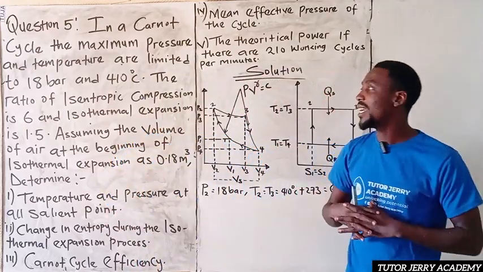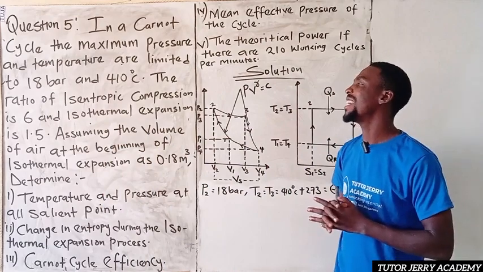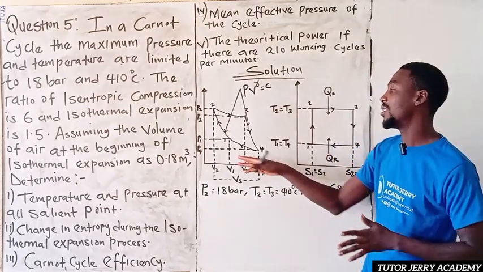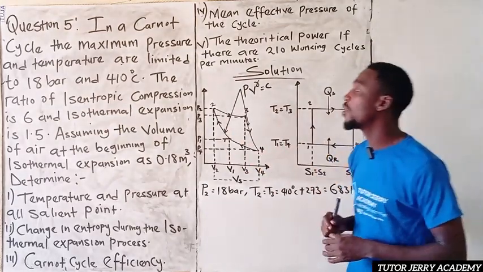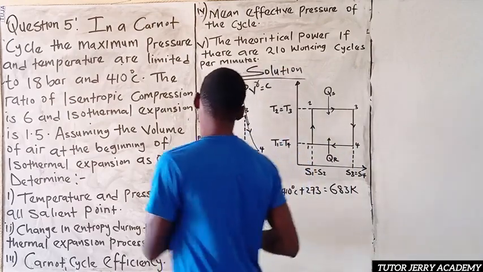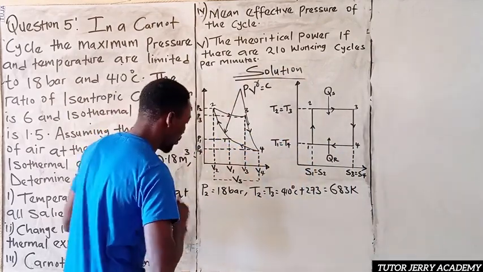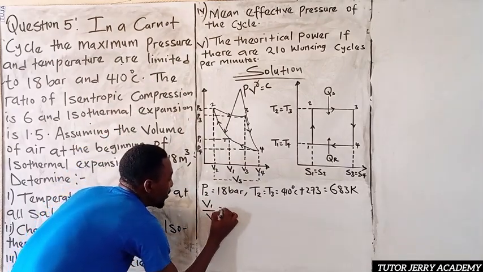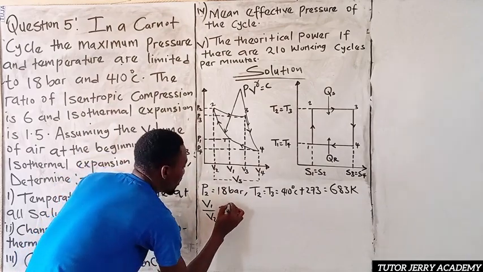Now, the next thing is they said the ratio of isentropic compression. Where do we have our isentropic compression? We have it at state 1 to 2. So our isentropic compression ratio is nothing but V1 all over V2. So we are going to have V1 all over V2 to be equals to 6.